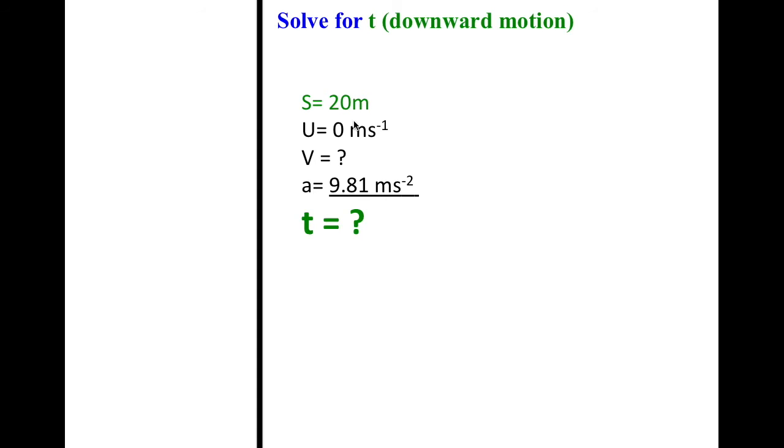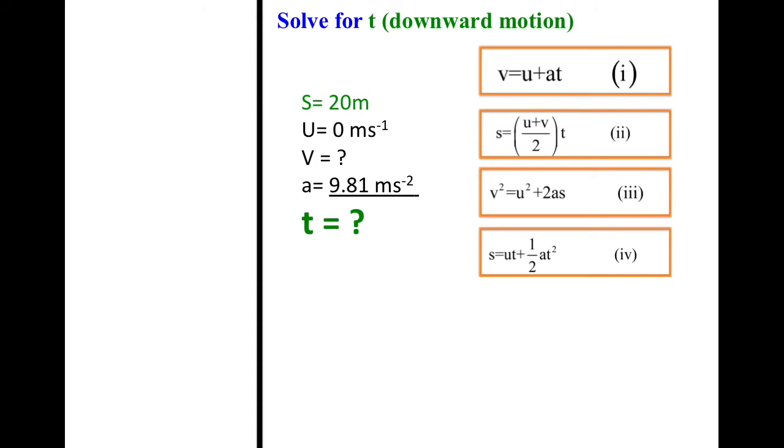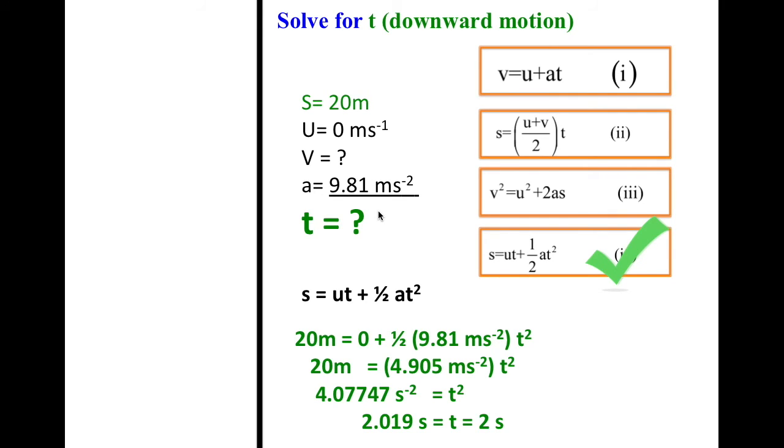Now let's solve t for the downward motion. We know that 20 meters is the s. We also have 0 being the initial velocity. We don't know the velocity on the way down, but we do have a positive 9.81 meters per second squared for the acceleration, and we're going to solve for the time. So let's choose an equation that will have t in it, and that also has some other information. So let's go ahead and use SUTA. Okay, so we had S, U, T, and A. Plugging everything in, you should get an answer of, after you round things, 2 seconds.